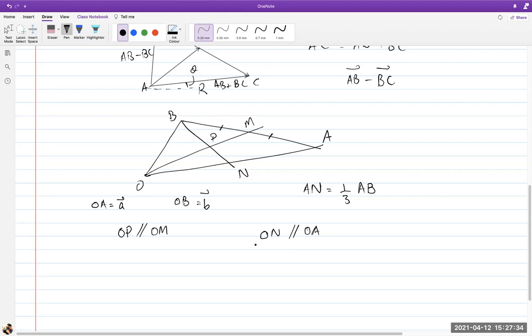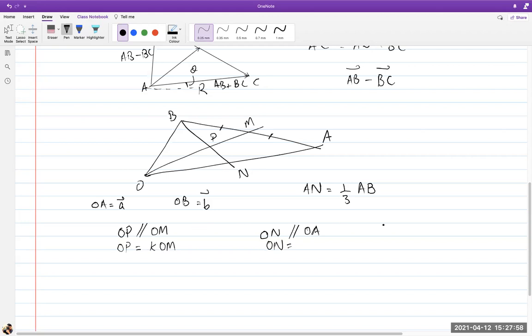Okay. Now let me convert it. Let me say that OP is just any symbol. Let's say KOM. ON is equal to G. So can we say that BP is parallel to BN? Yes, we can.